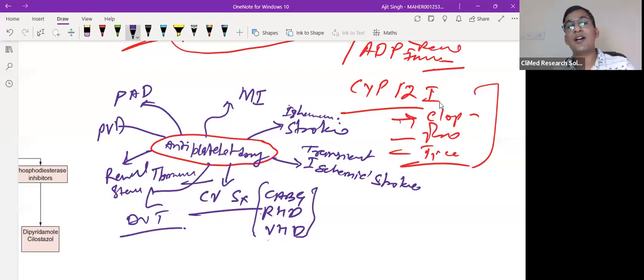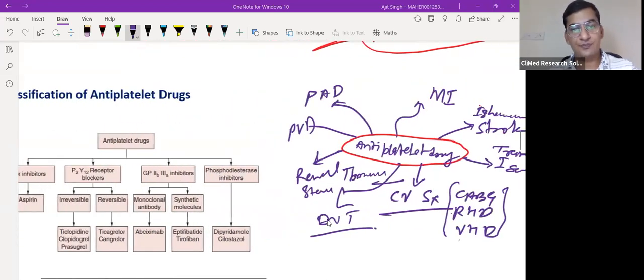So these are the major indications for antiplatelet drugs, guys. VHD is nothing but valvular heart disease, so surgeries for valvular heart disease.